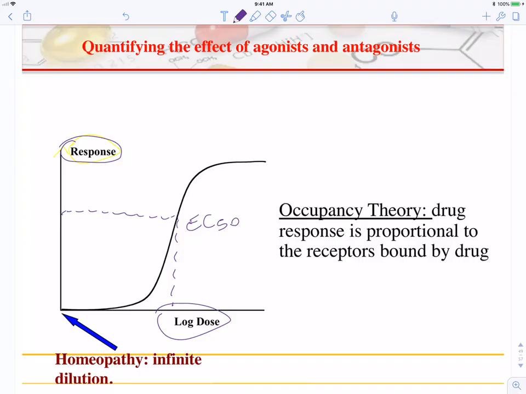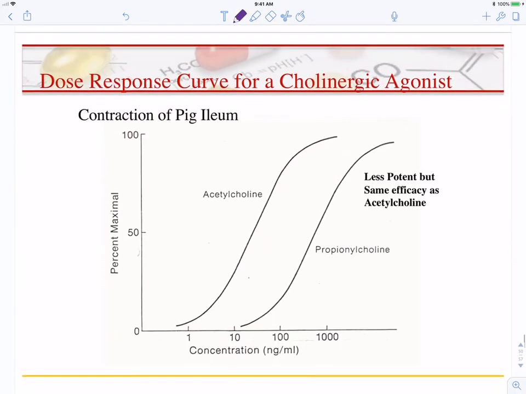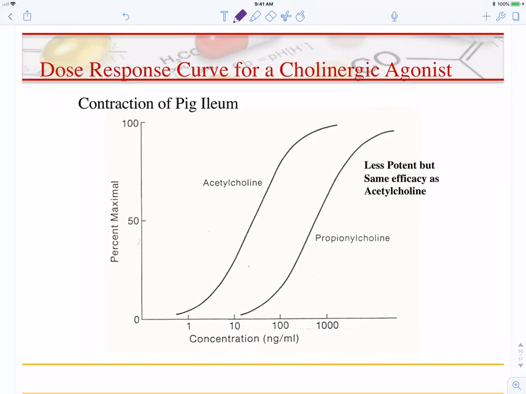So according to this theory, homeopathy really makes no sense because homeopathy is based on infinite dilution of the drug, and so we'll be right here where no receptor is occupied, and therefore we will have no action.